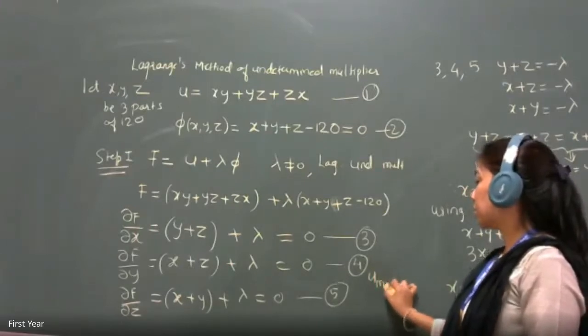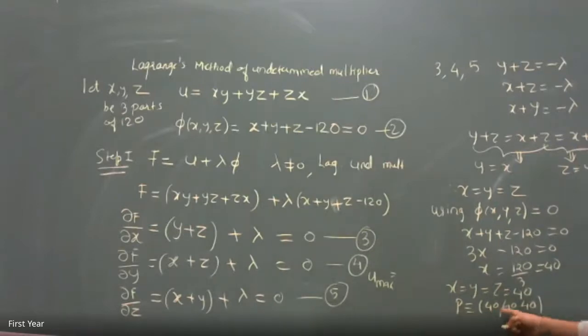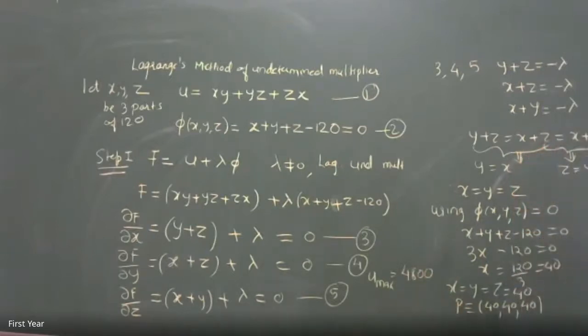What is the maximum value of u? Put that value of x, y, z as 40, 40, 40. So it will be 3 times 40 into 40. Check it, all of them are the same. So 3 times xy means 3 into 40 into 40. So 4 4 is 16 and 16 into 3 is 48, so 4800. So the maximum value is this.